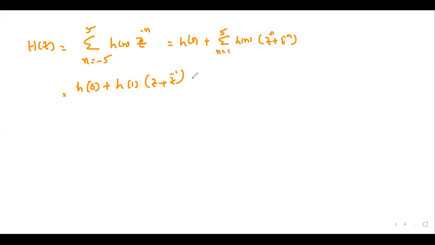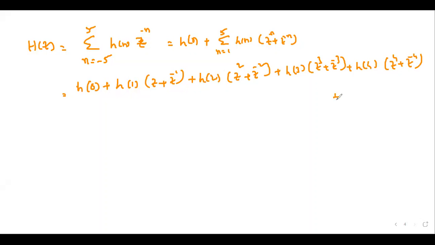From this, we are writing like this: h of 2 into z power 2 and z power minus 2, plus h of 3 into z cube plus z power minus 3, plus h of 4 into z power 4 plus z power minus 4, plus h of 5 into z power 5 plus z power minus 5. Right. Now substitute the h of 0 value. What is the h of 0 value?